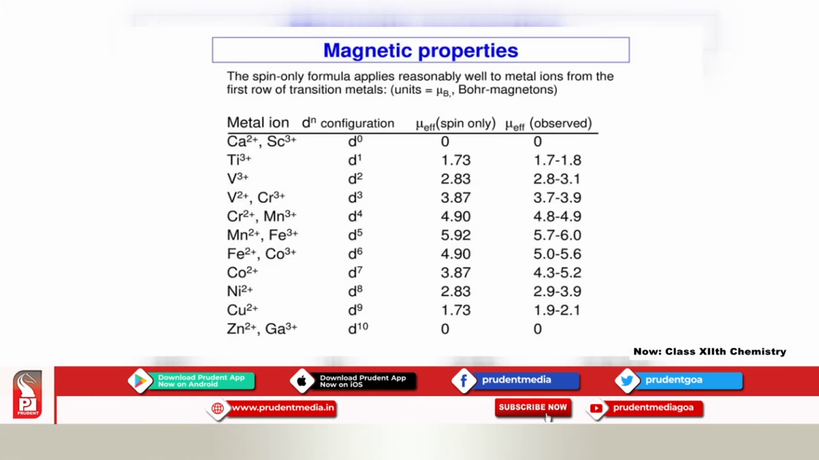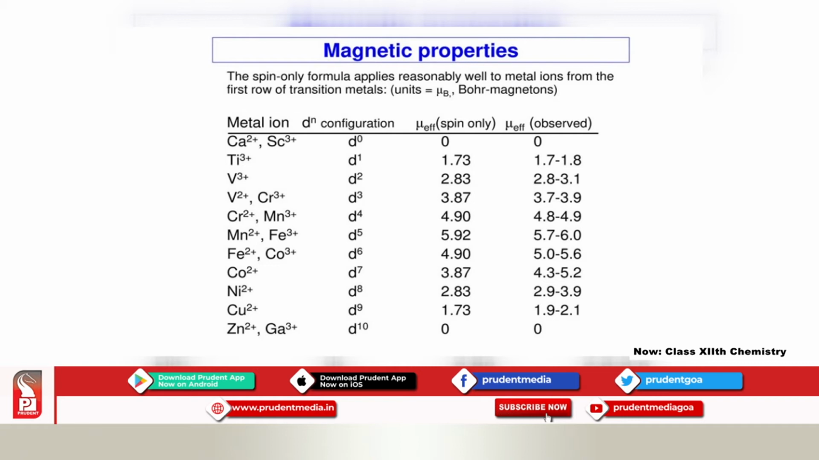Next, see the data given here. The spin only formula applies reasonably well to the metal ions of the first transition series. Here the metals taken are calcium and scandium, in the +2 and +3 states respectively. Here d is 0, and its magnetic moment is 0, because there is no unpaired electron. Then see titanium, it has 1 unpaired electron, so automatically it shows 1.73. That is the theoretical value, and the experimentally observed value is 1.7 to 1.8.